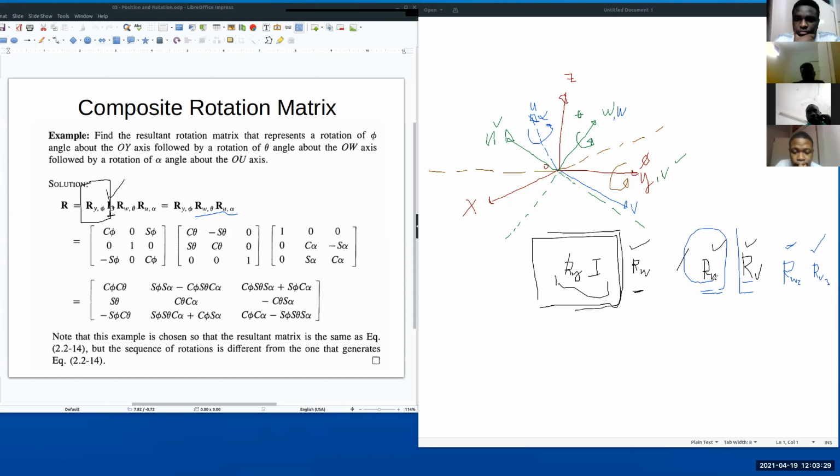So that means that you pre-multiply when you rotate from a reference frame. Okay, when you rotate from RU to RV, but your reference frame is not the RV. It remains into the RU.